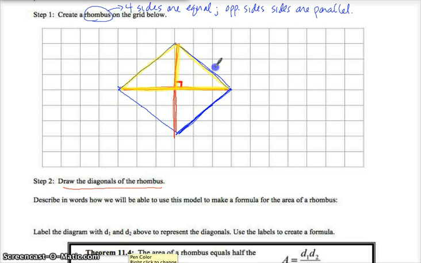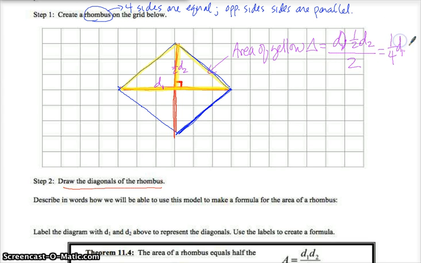So for the area of this yellow triangle, right, I would get diagonal, so we'll call this one diagonal 1, and this one right here is half of diagonal 2 then. So that would be diagonal 1 times half diagonal 2 divided by 2, because it's the area of the triangle, and a triangle is base times height divided by 2. This is my base, this is my height, this is my divided by 2. Well, what is 1/2 divided by 2? That's 1/4. So it's 1/4 diagonal 1 times diagonal 2.